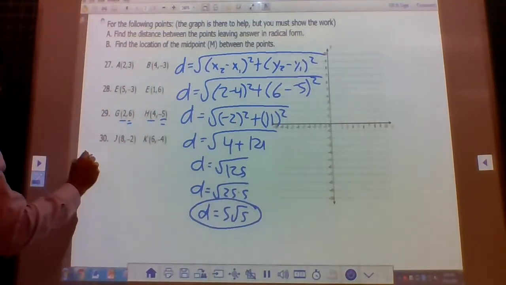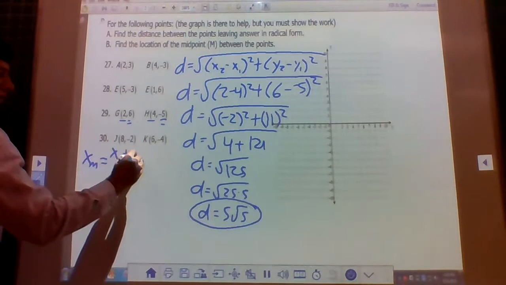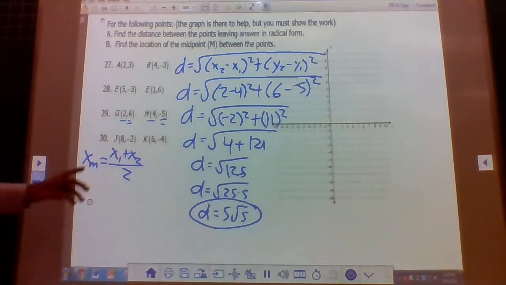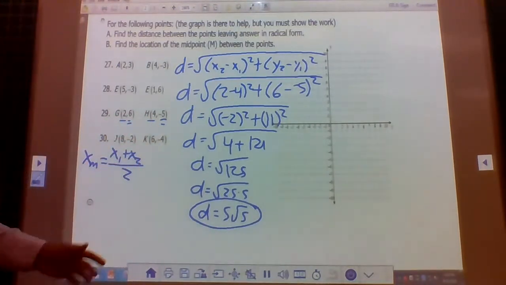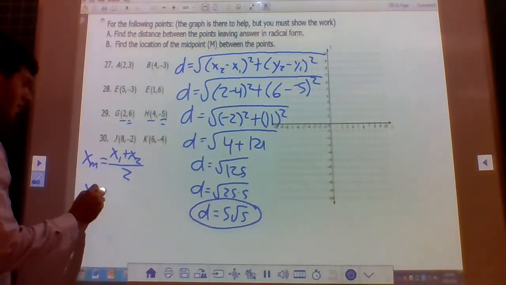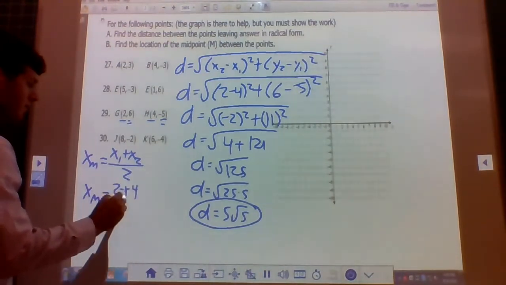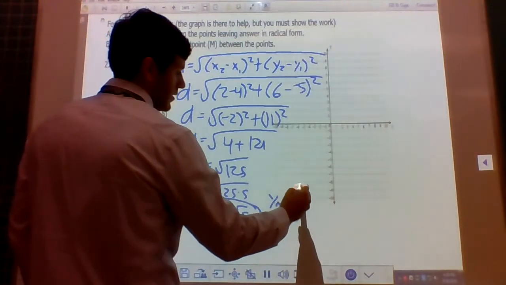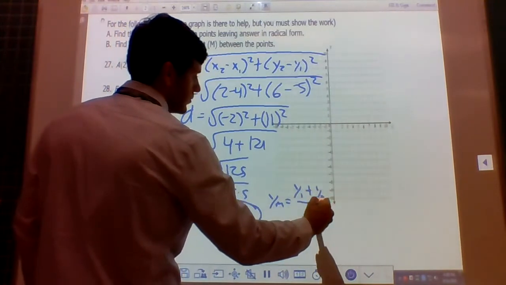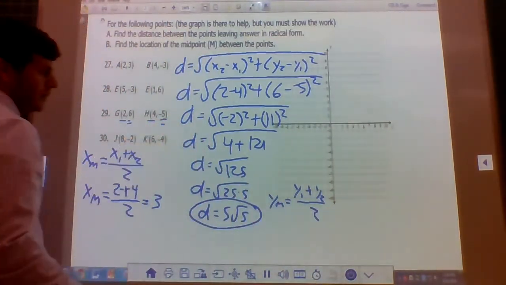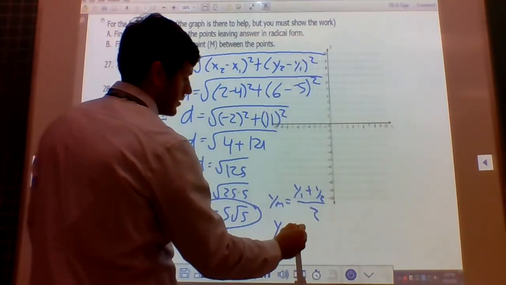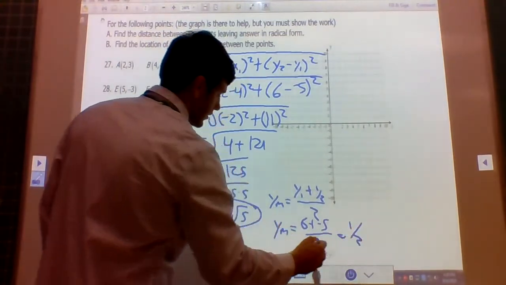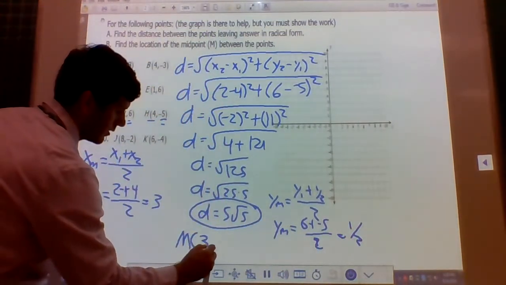Find the midpoint, xm. So we take the average. It's just going to be 3. Do we really need to do it? 2 plus 4 is 6. 6 divided by 2 is 3, but let's write it out. 2 plus 4 divided by 2 is going to give us 3. Ym is y1 plus y2 over 2. That's just going to be 6 plus negative 5 divided by 2, which is going to be a half. Right? 6 plus negative 5 divided by 2 is going to be 1 over 2, which means our midpoint is 3, 1/2.